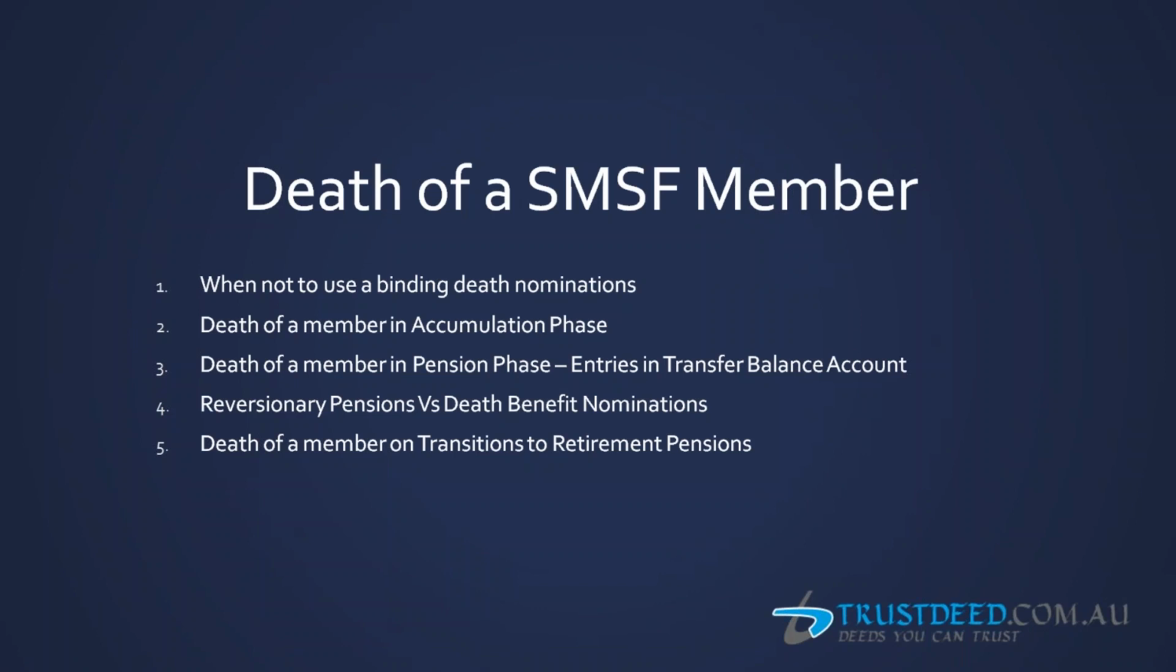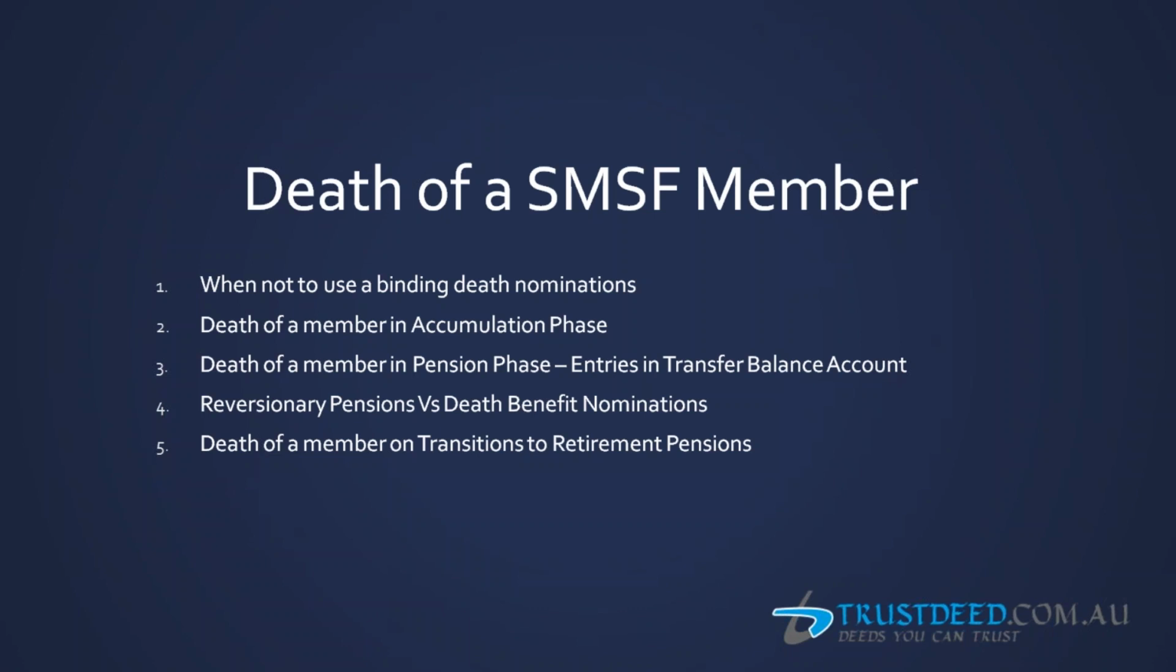Today we're going to talk about death of a super fund member, what happens and what you're supposed to do, when not to use a binding death nomination, and when a death of a member happens in accumulation phase, you have to do a few different things than when a member dies in pension phase. There are certain things which we need to do. Basically, there's a transfer balance account. When a member is on pension phase, we have to credit the beneficiary's account. So we need to have a look at that.